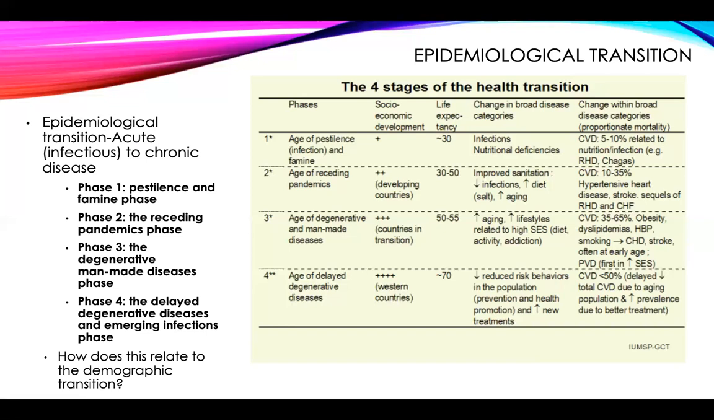And in these countries, we also start to see increases in new treatment. So our aging population is much older than what you see in the first three phases. And even though prevalence of some diseases might still be high, mortality related to those diseases is low because of treatment. So how does this relate to the demographic transition?